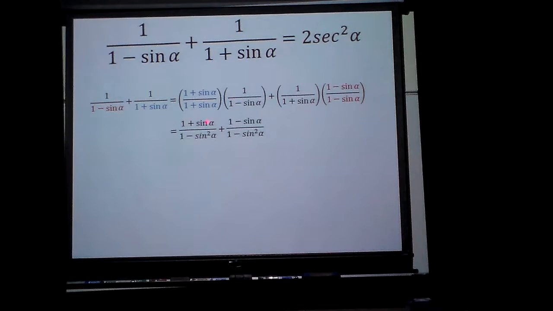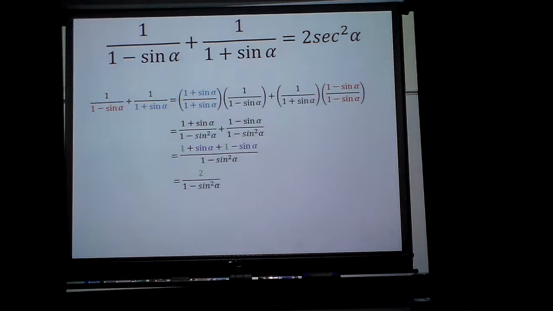I'm going to end up with this right here, 1 plus sine A plus 1 minus sine A. 1's not going to change those. And then I'm going to have 1 minus sine squared over 1 minus sine squared, which I could combine like that. And look what's going to happen to the plus sine A and the minus sine A: they're going to cancel. And the plus 1's become 2.